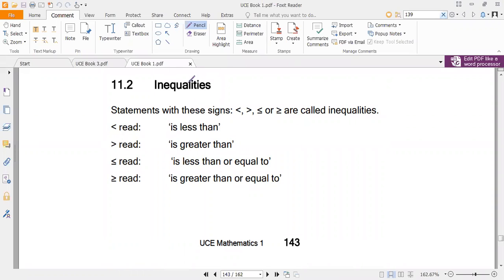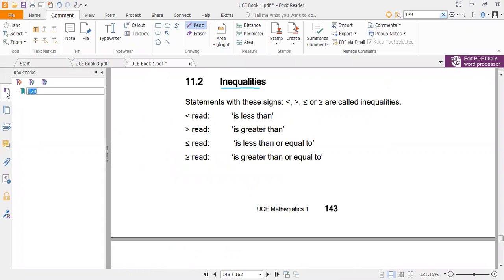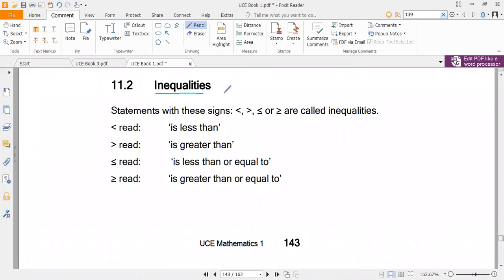Let's look at inequalities for today. So when we are looking at inequalities, we shall be dealing with statements which have signs less than, greater than, less than or equal to, or greater than or equal to.